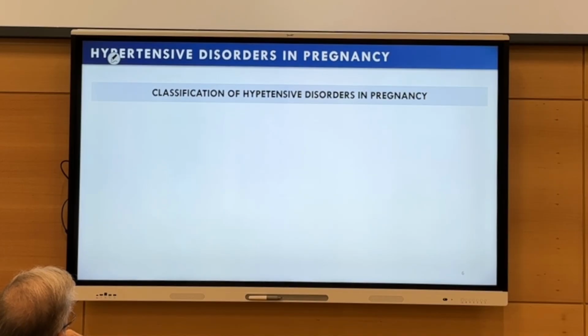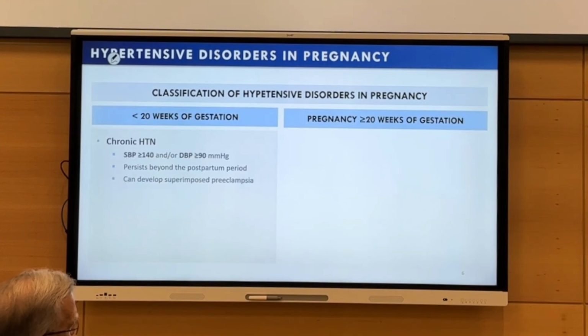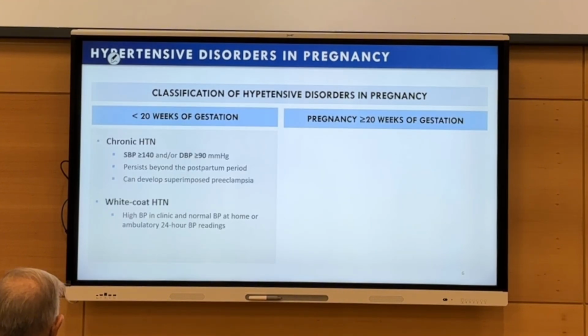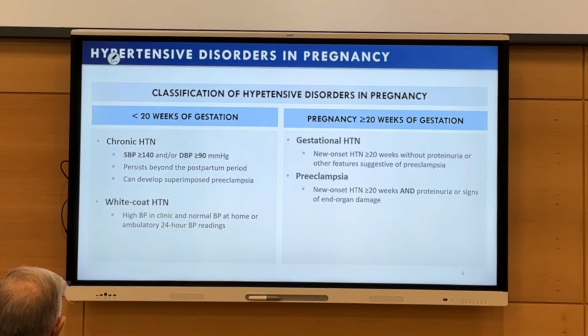And then we have the other hypertensive disorders, such as preeclampsia, which is gestational hypertension with evidence of proteinuria and or end organ damage. Then we have eclampsia, which is just with the addition of seizures. And then we have HELLP syndrome. I hope I covered it all. So as you mentioned, in less than 20 weeks, it is chronic hypertension, or it can be white coat hypertension, but it's not true hypertension. After 20 weeks it can be gestational hypertension, preeclampsia, eclampsia, and HELLP syndrome.